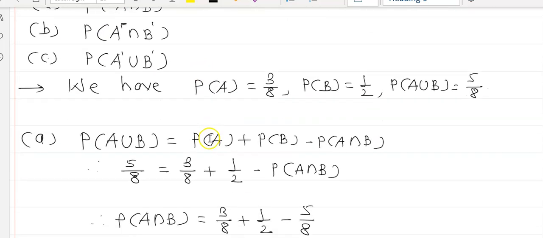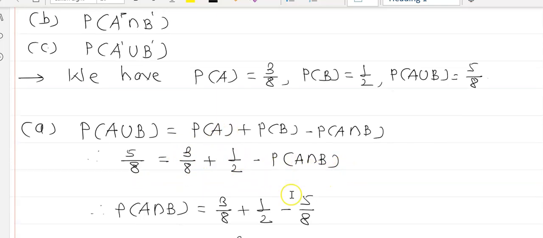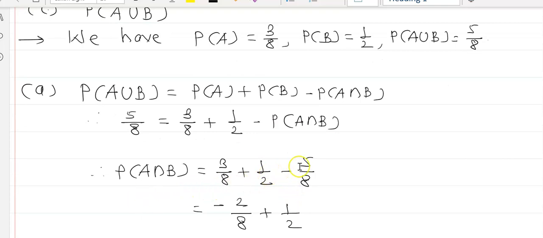Now by using the addition formula, the probability of A union B is equal to P of A plus P of B minus P of A intersection B, and that is 5 by 8 is equal to 3 by 8 plus 1 upon 2 minus probability of A intersection B. After substituting and calculating, you will get probability of A intersection B is equal to 3 by 8 plus 1 upon 2 minus 5 by 8.